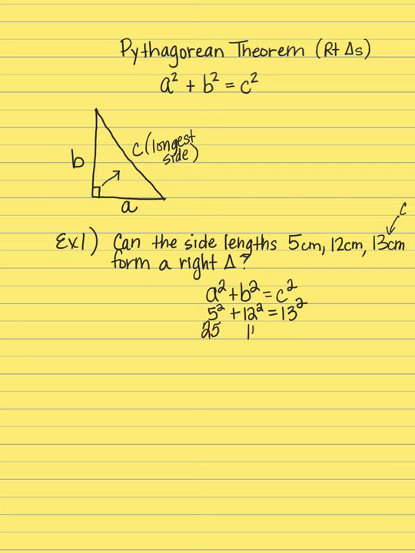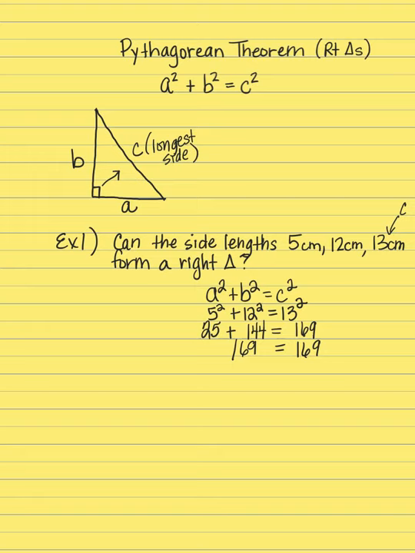12 times 12, that's 144. 13 times 13, that's 169. Now bring down your plus sign and your equal sign. Is 25 plus 144 169? And you can do that in your calculator or by hand, and you can tell it definitely is.